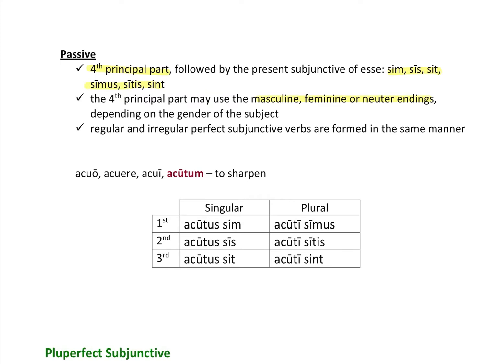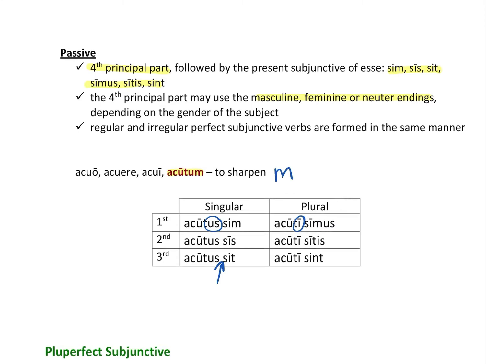We're going to take the verb acuo, acuere, acui, acutum, to sharpen, the fourth principal part, remember. And we're going to make it masculine, as if it was in masculine here. Remember, singular endings here, plural endings here, and we're just going to add those verbs. Notice that you don't add it onto the end. It is a separate word.